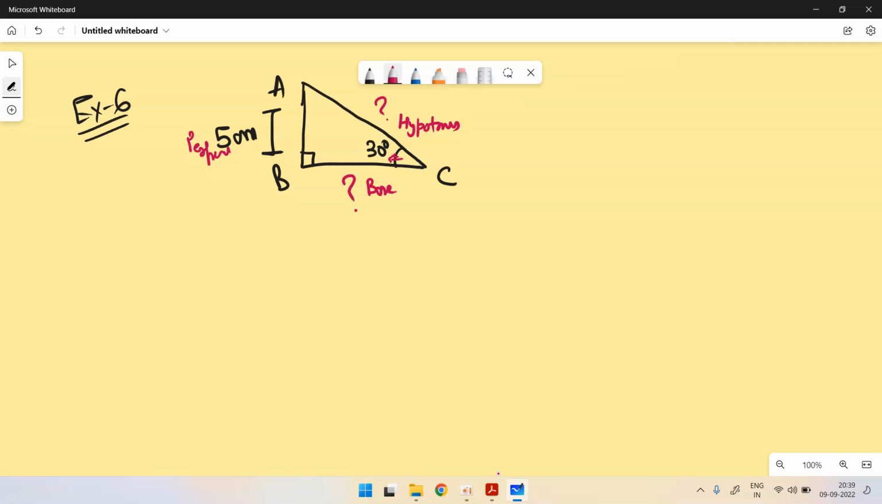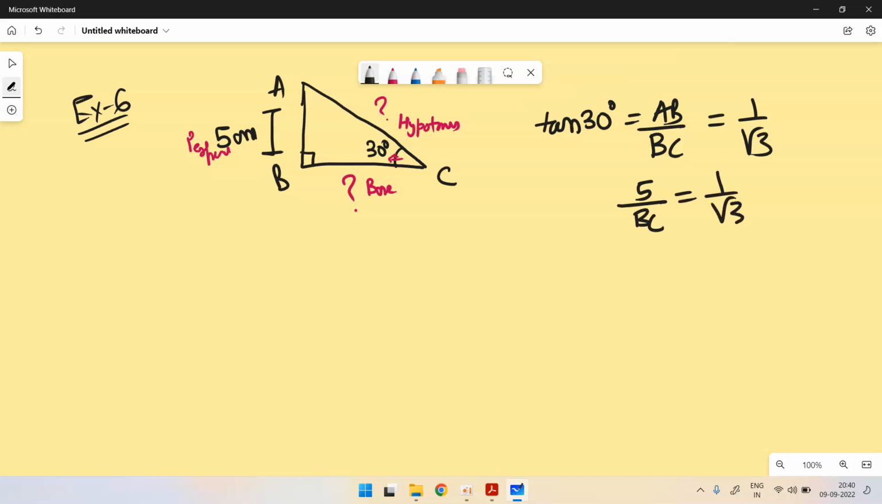The hypotenuse is fixed, but perpendicular and base depend on the angle. Now, if you need to find the base, perpendicular is given and angle is given, you know that there is a ratio named the tangent of theta, that is tan of 30 degree, nothing but AB by BC, and tan of 30 degree is 1 by root 3. Now you know that AB is 5, so the value of BC is nothing but 5 root 3 centimeters.